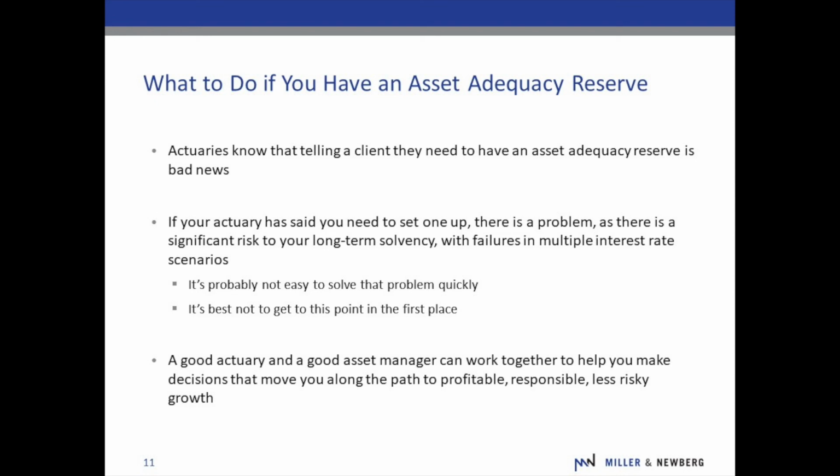And so, getting into a situation where you have an asset adequacy reserve probably took your company years. And so as a result, sometimes it will take years to work your way out of it. Sometimes it's just not that easy to solve the problem quickly, like in the example I just said. And so it's best not to get to this point in the first place. But if you are at this point, it really comes down to a good actuary and a good asset manager working together. They can help put together a strategy that'll get you out of this, to make decisions that move you along the path to profitable, responsible, less risky growth.